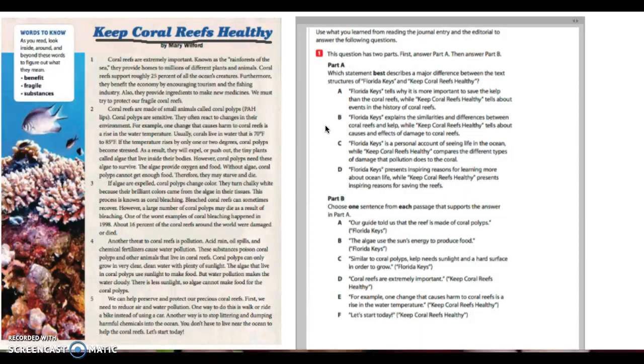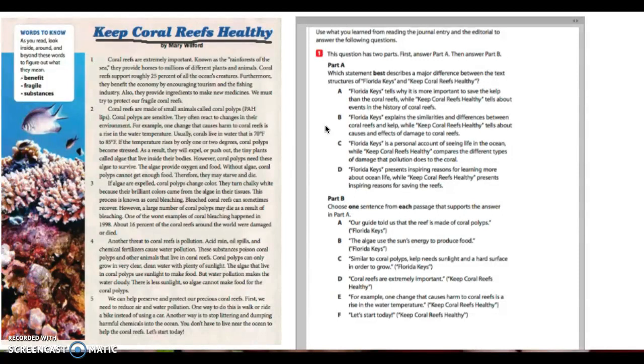Okay. Paragraph 1. Coral reefs are extremely important. Known as the rainforests of the sea, they provide homes for millions of different plants and animals. Coral reefs support roughly 25% of all ocean creatures. Furthermore, they benefit the economy by encouraging tourism and the fishing industry. Also, they provide ingredients to make new medicines. We must try to protect our fragile coral reefs.